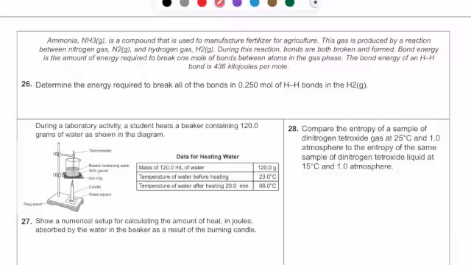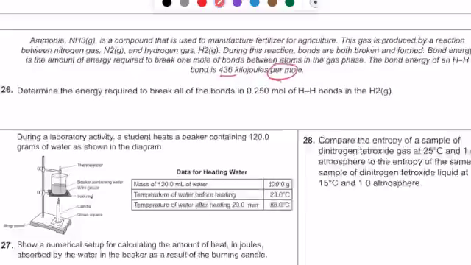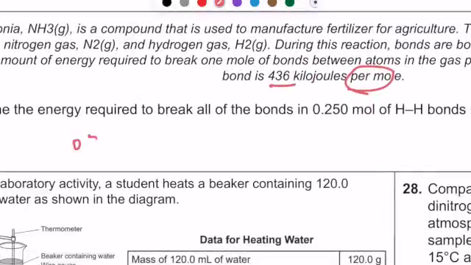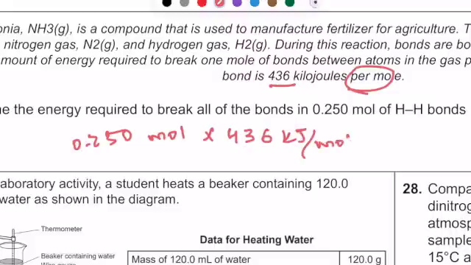Determine the energy required to break all the bonds in 0.25 moles of hydrogen-hydrogen bonds in H2. So the question is telling you that the bond energy of H-H is this one. And this is how many kilojoules we need for 1 mole. So if we only have 0.25 moles, then I can just go ahead and multiply that by 436 kilojoules per mole, and that should give me the answer.